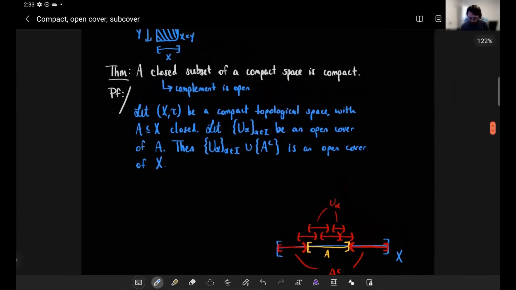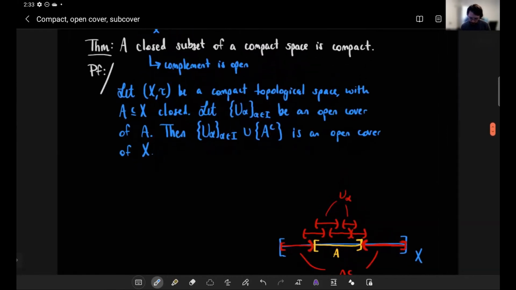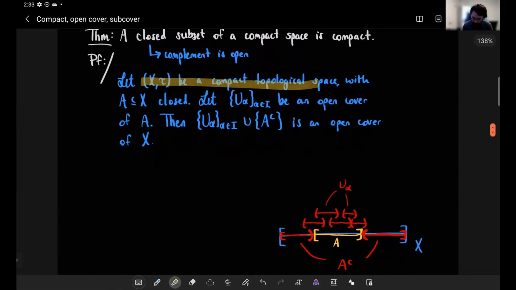But what do we know about X? We know X is compact. Right? There we go. X is a compact topological space. And let's actually write that out. Since X is compact, there exists a finite subcover.